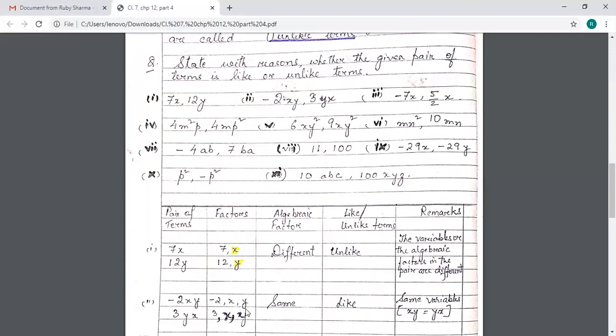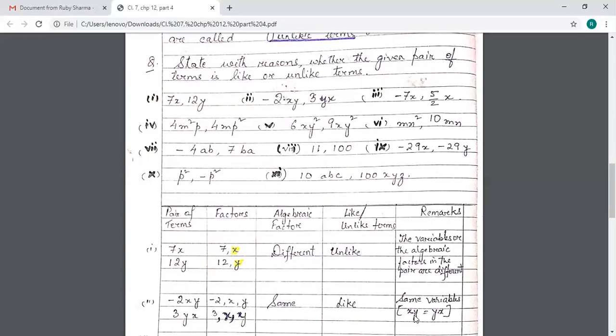So what are the algebraic factors? I've written all the factors. So factors are same, algebraic factors are same. Numerical factors are different, it doesn't matter. But algebraic factors have to be same for like terms. So that's why I wrote same, like, and same variables. Why? Because xy is equal to yx. Because x into y is equal to y into x. You can say commutative property also.